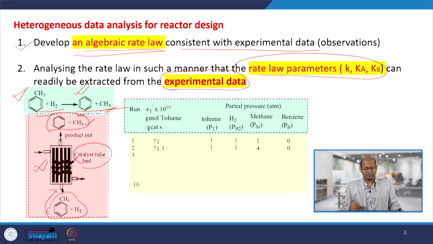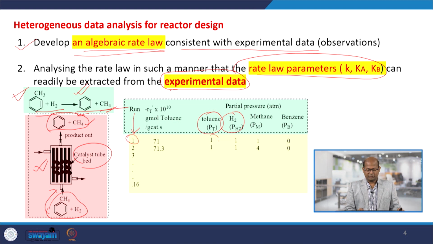These reactions we can conduct, and if we conduct these experiments, what we have to do after conducting them is collect experimental data. Here are toluene and hydrogen, the reactants. This is run 1, let us say.